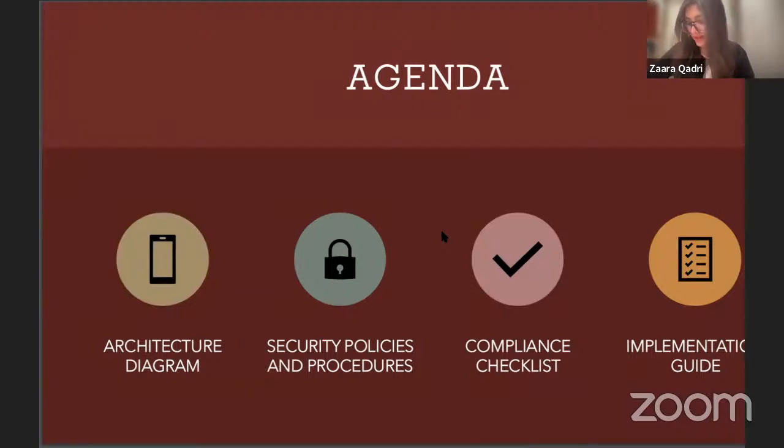I've been tasked with designing an AWS architecture that's not only secure, but secure enough to meet the stringent requirements of PCI DSS. For those of you who are not familiar with it, it is the Payment Card Industry Data Security Standard. Our goal is to create an environment that is scalable, efficient, and most importantly, keeps cardholder data safe from prying eyes. So our four main deliverables are the architecture diagram, the security policies and procedures, the compliance checklist, and the implementation guide.